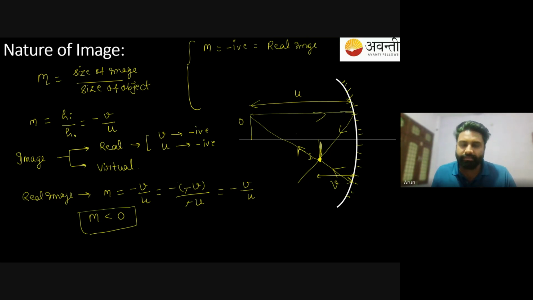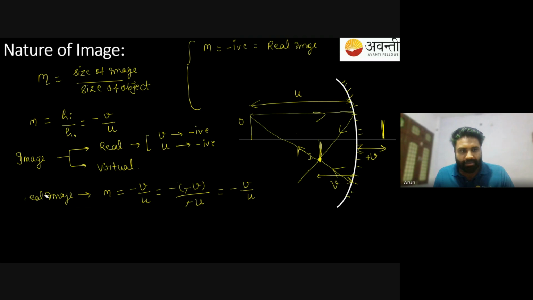Okay? Got it? Similarly, if the image is formed on this side, the value of v becomes positive. Again, put the value in this for the virtual one. So for virtual, v is positive over here.